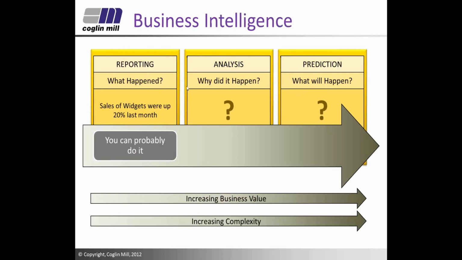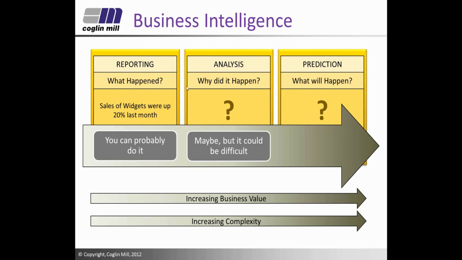So let's just look at, first of all, the different stages of business intelligence. The first stage is simply reporting what happened in the past. So we're looking at our operational data to say, okay, what happened last month, last week, last year, and it's fairly straightforward to do. And yes, absolutely, we can probably do that directly from our operational data.